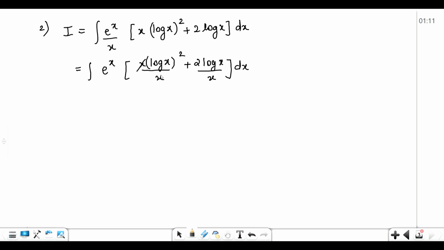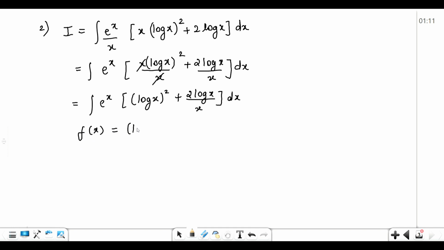Okay, now this x will get cancelled. Now it will look like e raised to x, log of x the whole square plus 2 log of x upon x, close the bracket, then dx. Now let's consider the one function which is log of x the whole square. Okay, now take the derivative. If you take the derivative of log x the whole square, it will be 2 log x, and the derivative of log x is 1 upon x. So basically it is nothing but 2 log x upon x. Okay, that is the same thing that we have got here.